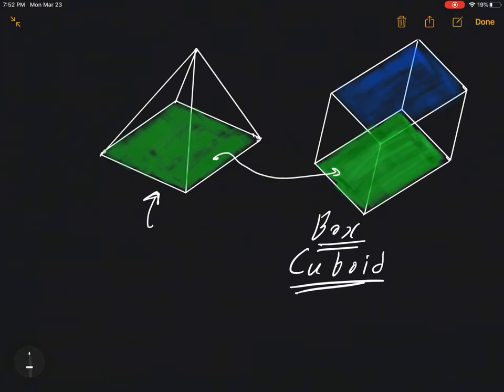Suppose that we have a pyramid here with a base that is identical to the base of the box there. So suppose that this base here has an area A, and that base here has an area A. This area A and this area A. And suppose that the height of the box, h, is the same as the height of that pyramid, h.